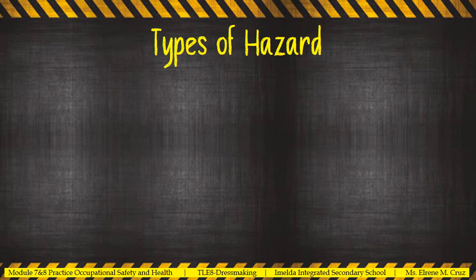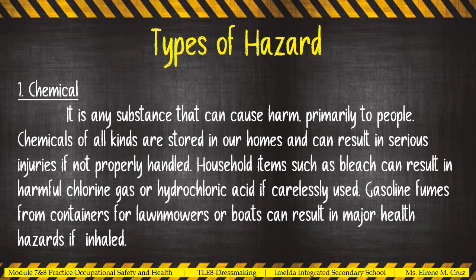There are types of hazard. Number 1. Chemical. It is any substance that can cause harm, primarily to people. Chemicals of all kinds are stored in our homes and can result in serious injuries if not properly handled. Household items such as bleach can result in harmful chlorine gas or hydrochloric acid if carelessly used. Gasoline fumes from containers for lawnmowers or boats can result in major health hazards if inhaled.